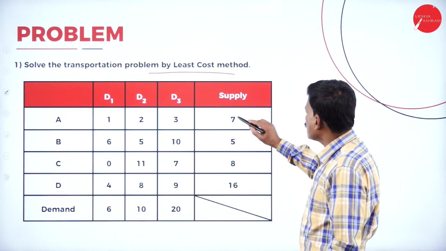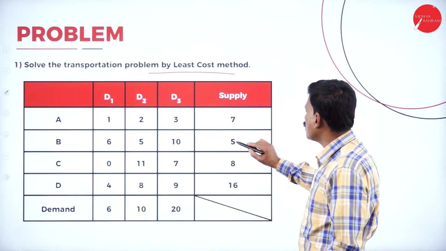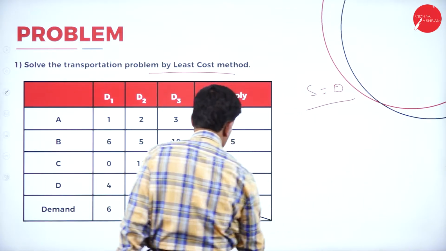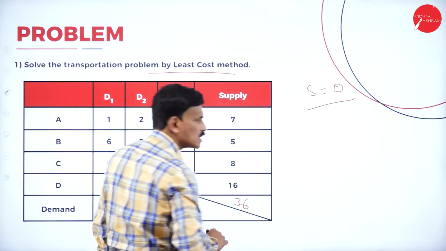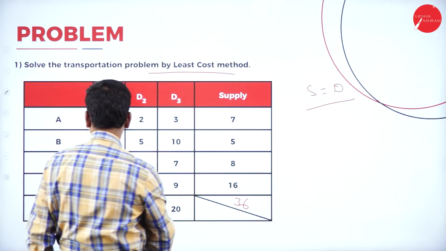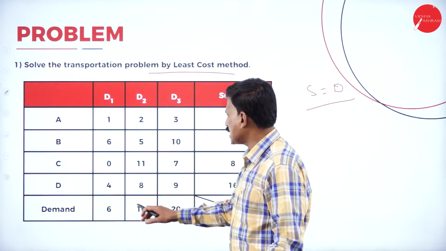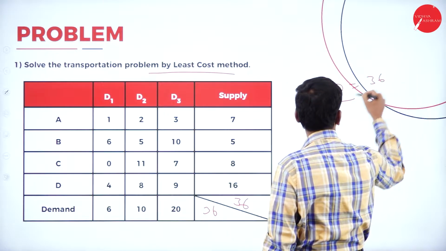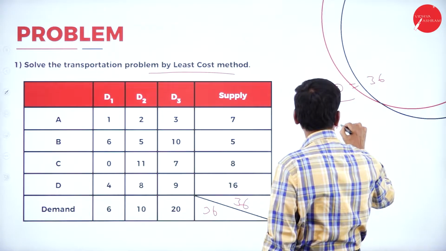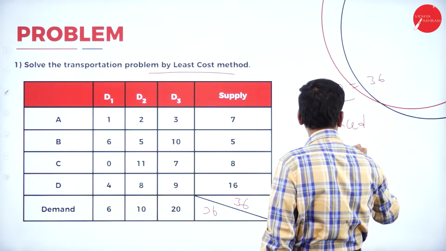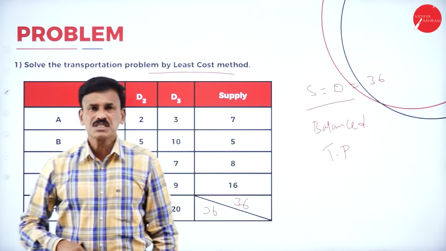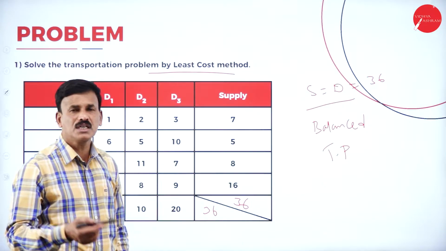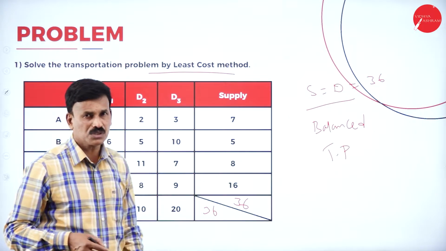So, here 7 plus 5 is equal to 12, 12 plus 8 is 20, 20 plus 16 it is 36, right, and verify the demand. 20 plus 10 is 30 plus 6 is 36. So, demand is equal to supply is equal to 36. Therefore, this is a balanced transportation problem. The first point is to check whether it is balanced or not. Here supply and demand are equal. Therefore, this is a balanced transportation problem.